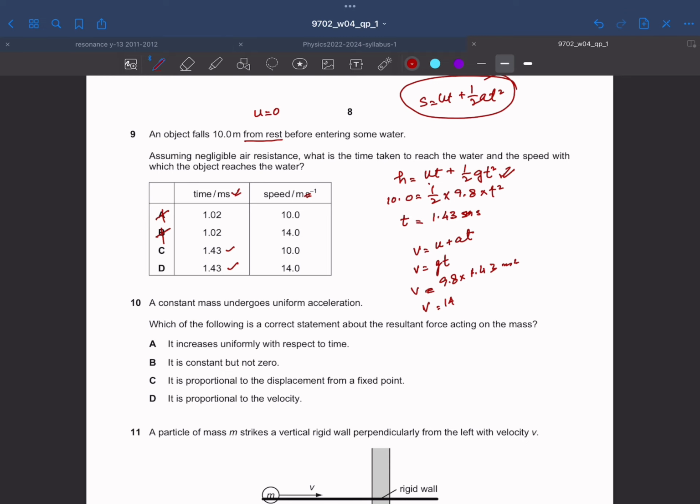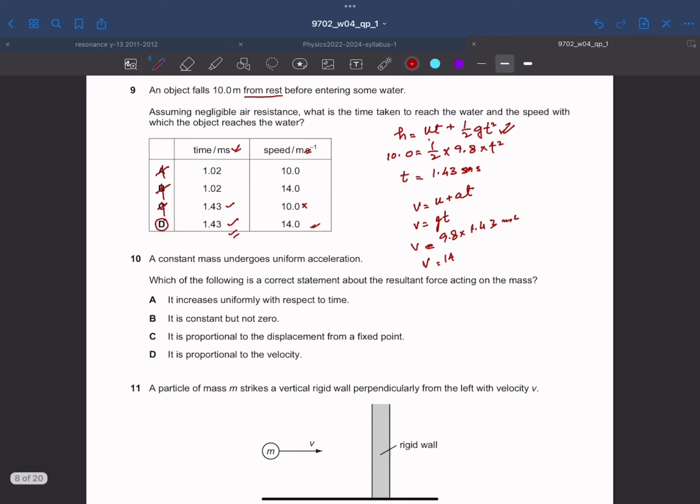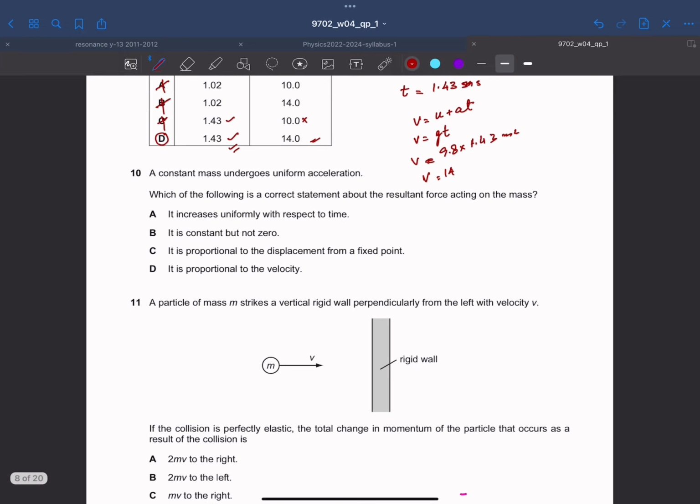This is the velocity required or speed required, and this is the value 1.43. So the simple thing is that option C is also not right, because 10 is not the correct part, but D is the correct one, because both these, the time and your speed, are incorrect values. So this is what we have as far as question 9 is concerned. Okay, so this is something which we have to consider here.